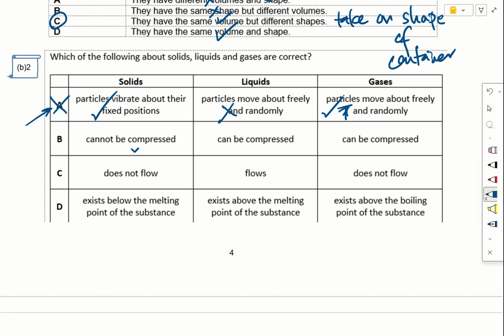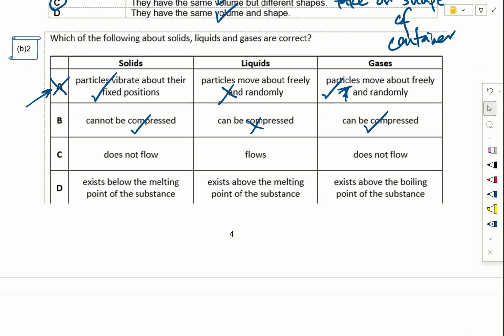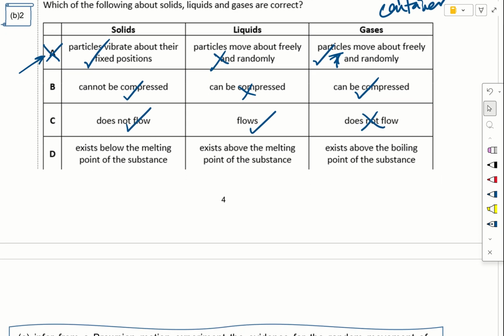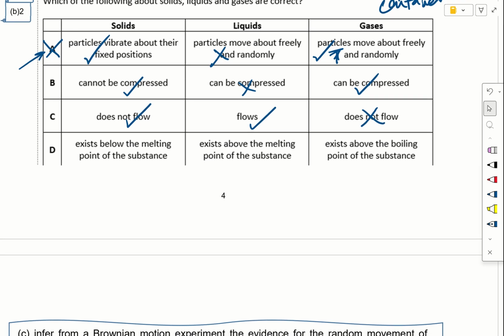Okay, solids cannot be compressed. Can be compressed, that's wrong. Gases can be compressed. Yes. Solid does not flow. True. Liquid flow. Gases does not flow. This is not true. Now, solid exists below the melting point of the substance. True. Liquid exists above melting point and exists above boiling point.